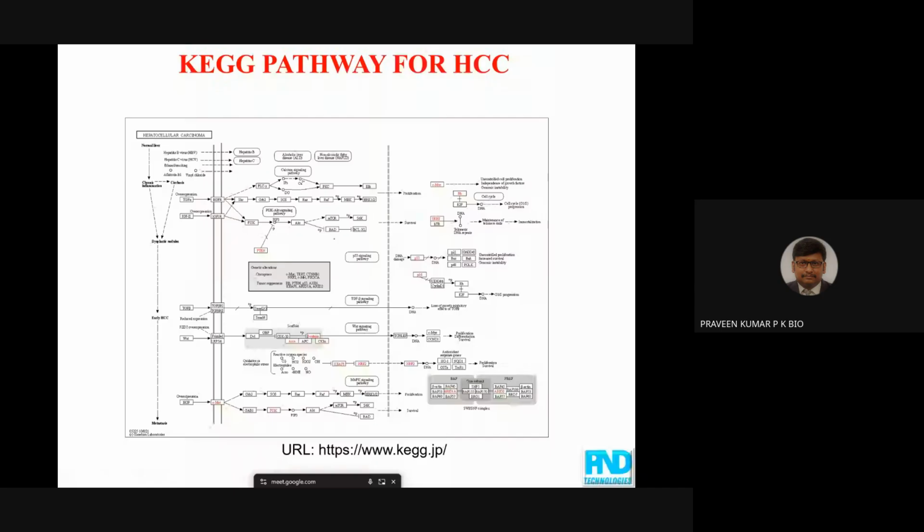The next thing we see is the pathway database. The largest pathway database is available from KEGG. KEGG stands for Kyoto Encyclopedia of Genes and Genomes. This database is from Japan. We have multiple databases in KEGG, and one popular database is the pathway database.